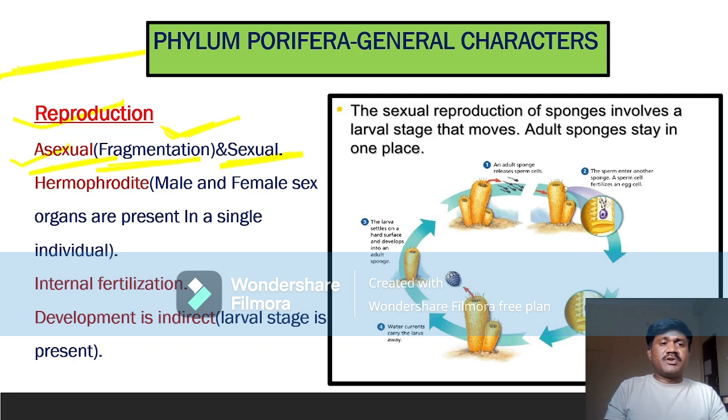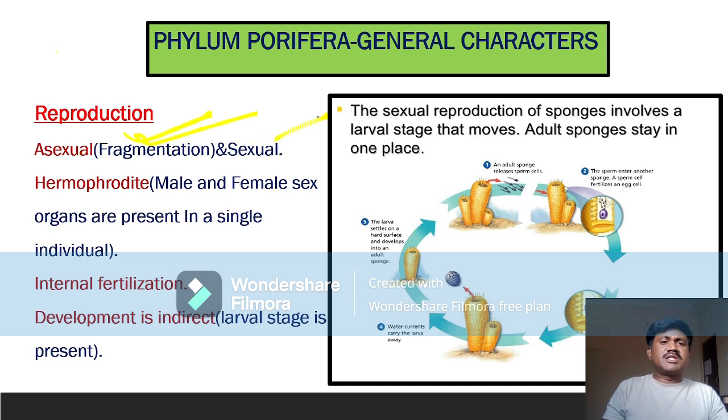Example, this is one organism. If we cut this organism into many pieces, each piece can grow like a new single, complete individual. Okay, so if any organism shows such a characteristic feature, then that is called the fragmentation process, an asexual mode of reproduction. Fragmentation is one type of asexual mode of reproduction.